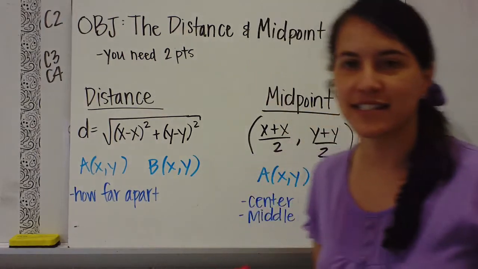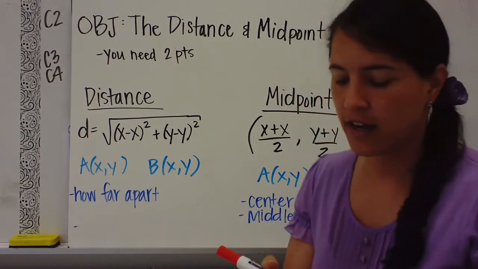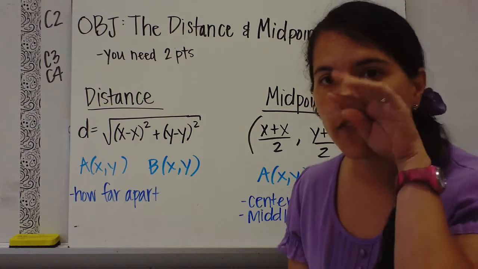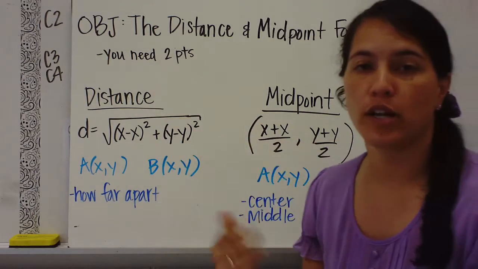So today's lesson is about the distance and midpoint formulas. These are two formulas that you have to know for your 8th grade EOG, and they have to do with 2 points. You need 2 points.